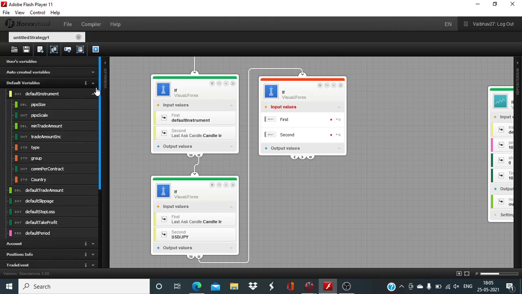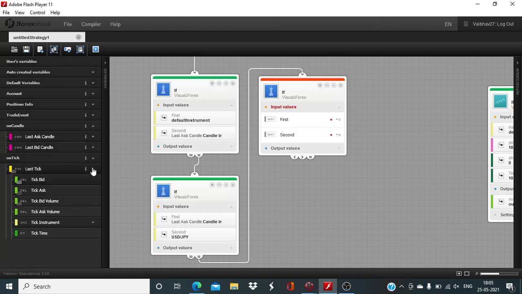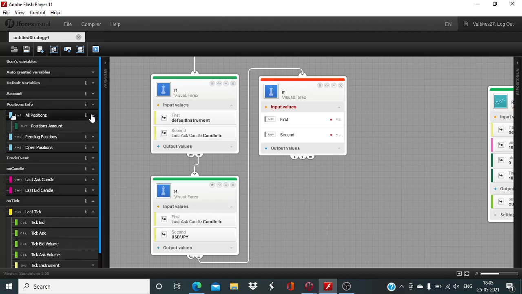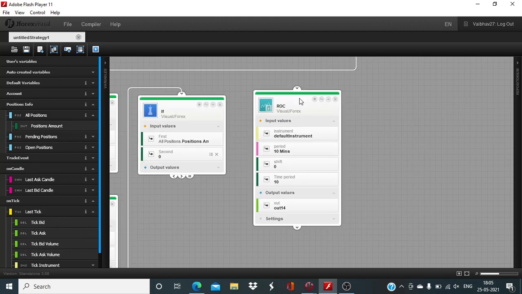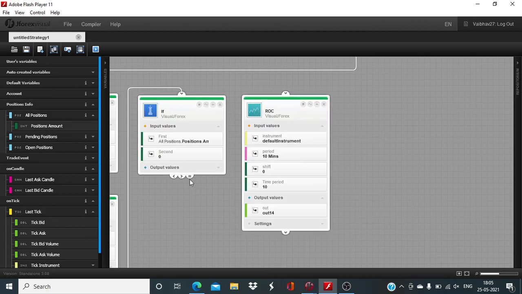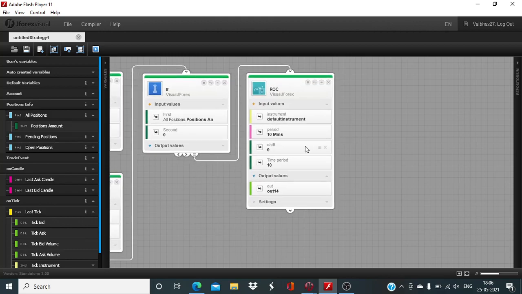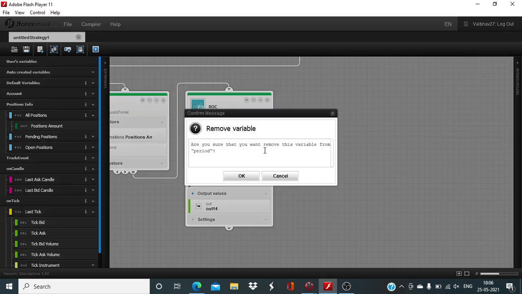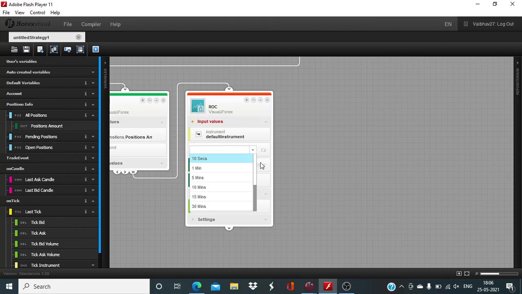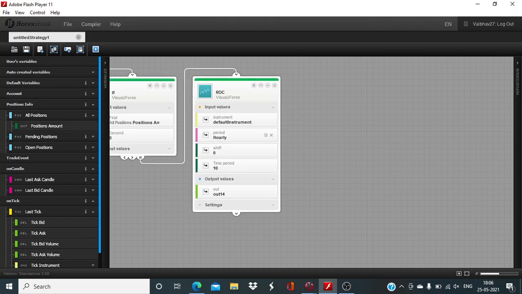After that, the position amount needs to be at 0. There should not be any pending or open position on the account. This I will change to hourly. Shift will be 1.